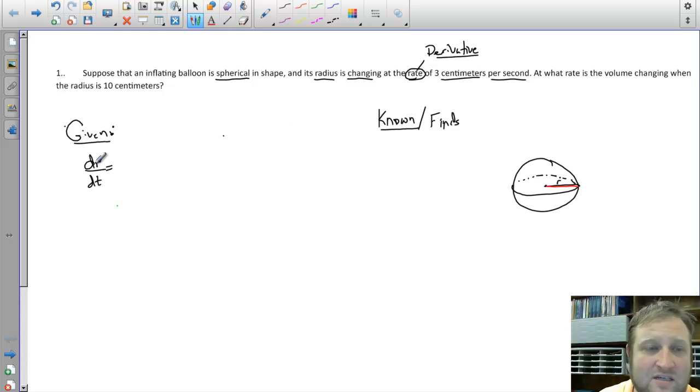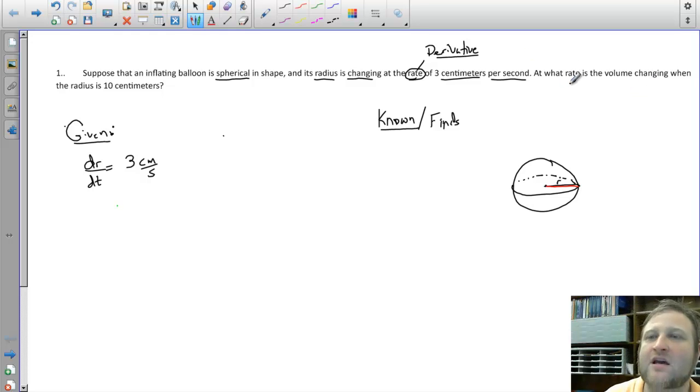And notice dr/dt means the derivative of the radius with respect to time. And notice we have a unit of measure of length with respect to time. So this is going to be 3 centimeters per second. At what rate is the volume changing when the radius is 10 centimeters?